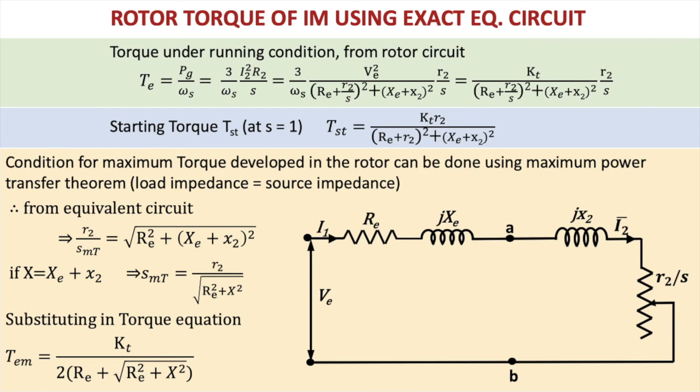square root of Re square plus X2 square. So substituting in the torque equation, your maximum torque becomes Kt by 2 into Re plus square root of Re square plus X2 square. Again, it is independent of the rotor resistance. It is only dependent on the stator resistance and the reactances.